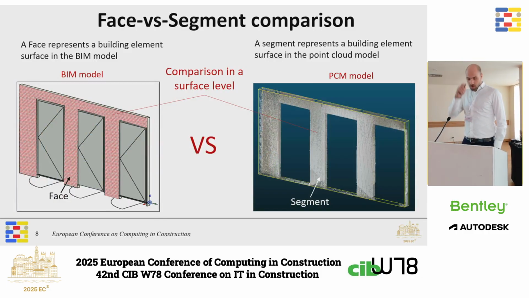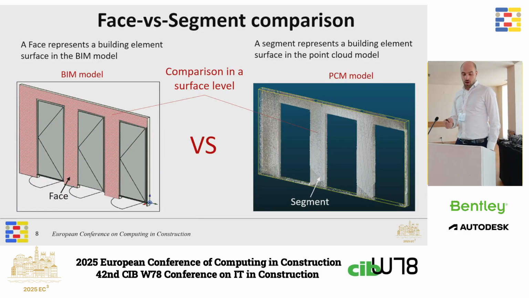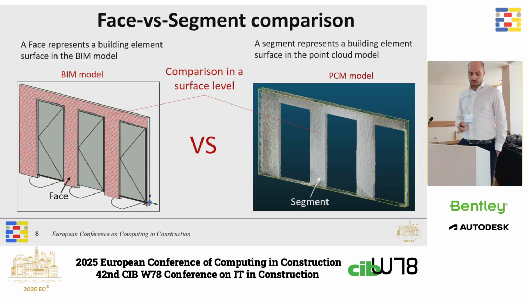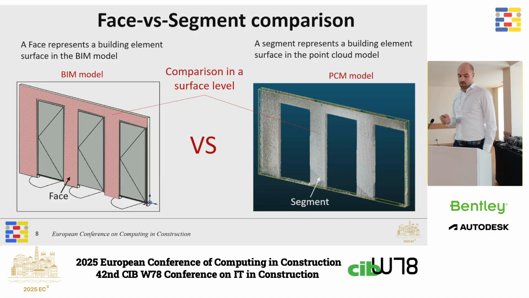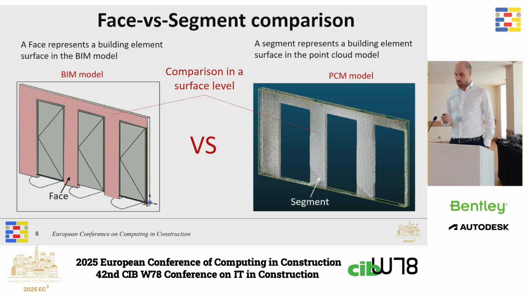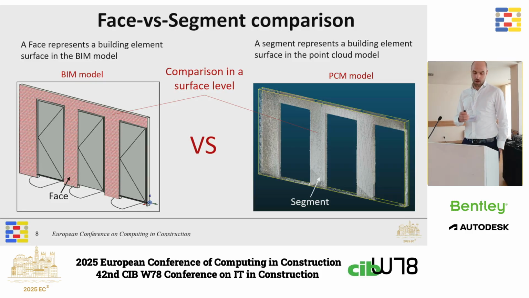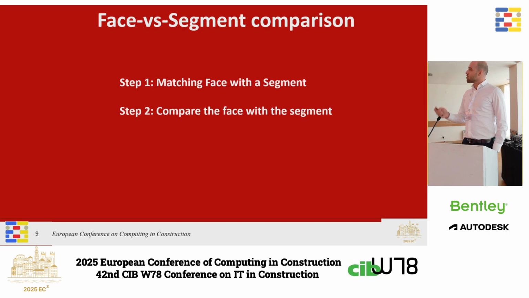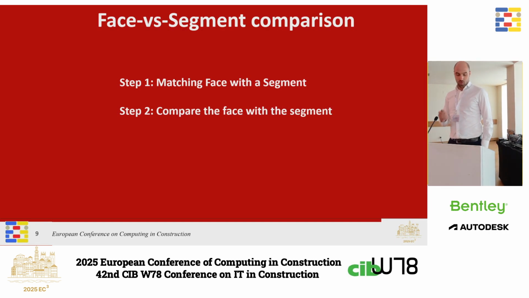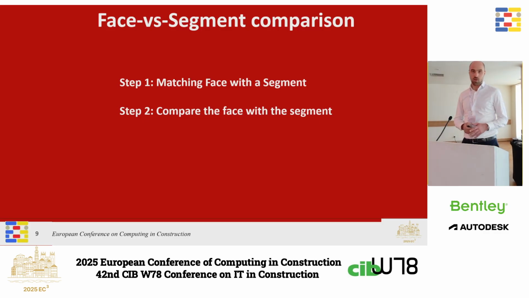Then we move to phase versus segment comparison. Here we have phases and segments. A phase represents a building element surface in the BIM model, and a segment represents a building element surface in the point cloud model. So we make the comparison at a surface level, which is the innovative part of this comparison method. The phase versus segment comparison consists of two steps: matching a phase with a segment and comparing a phase with its matching segment.